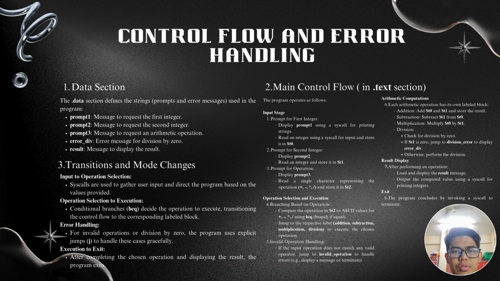Division requires extra care. If the second integer is 0, the program redirects to an error message, ensuring no invalid operation crashes the system. Control transitions are managed through conditional branches, guiding the program to the appropriate computation or error handling path.